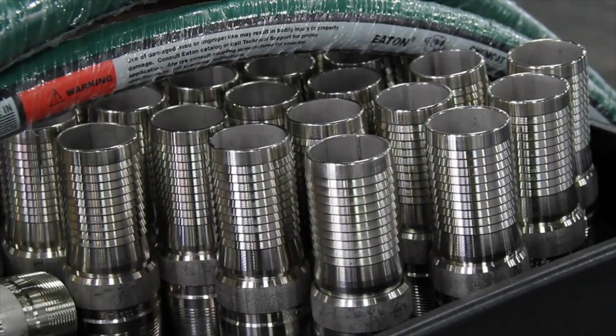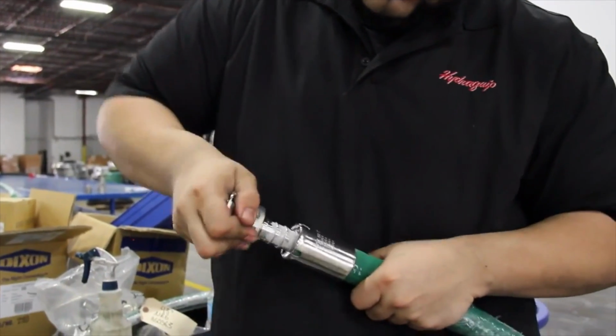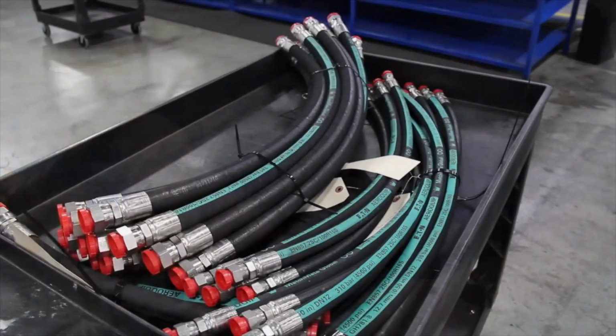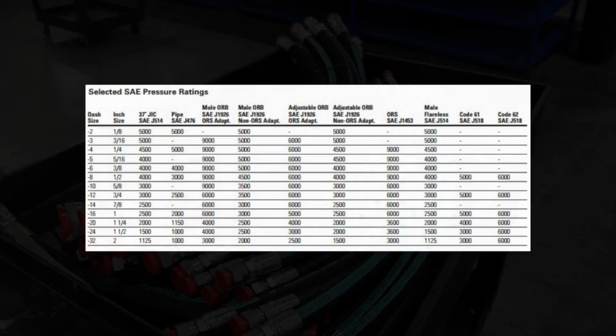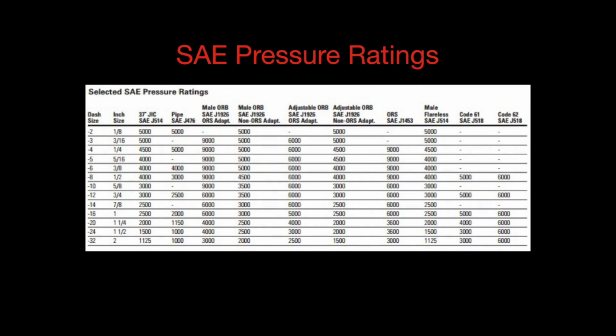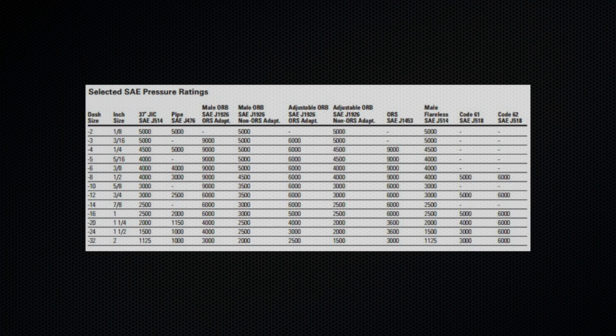There are numerous sizes, styles, and types of hose connections. One important thing to note is that the rated working pressure of the hose assembly is based on both the hose and the fittings. This chart shows SAE rated working pressures of various types of fittings.